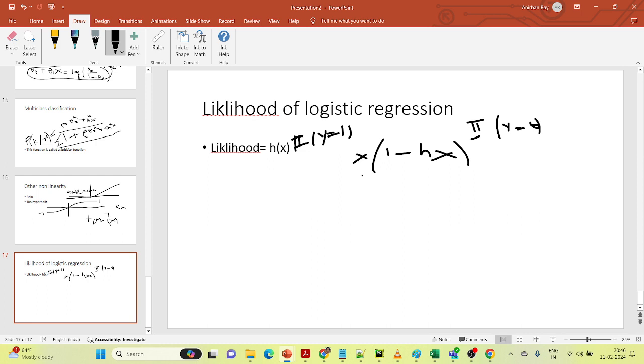So this is called the likelihood. As you can understand, the probability of occurrence of 1 is the hypothesis, and 1 minus hypothesis is the probability of non-occurrence. If we are looking for the probability of cancer, as this is 0, this is already 1, so only this part will be applicable, and that will be h of x. And as you know, we need the log likelihood.